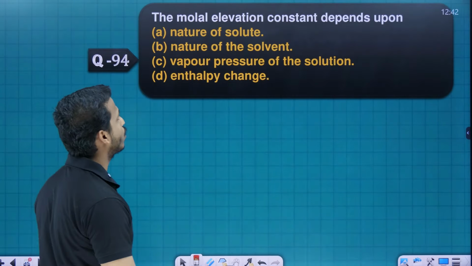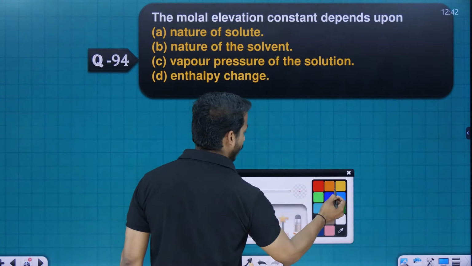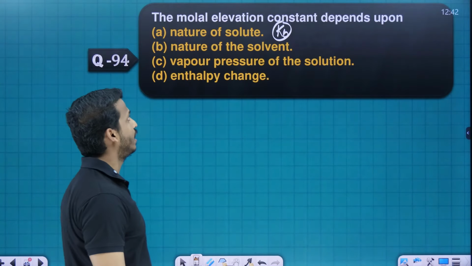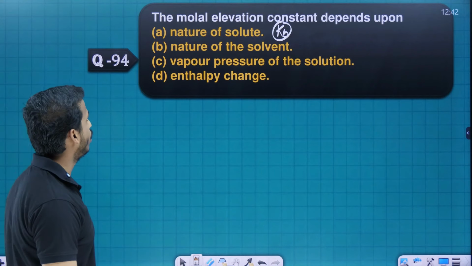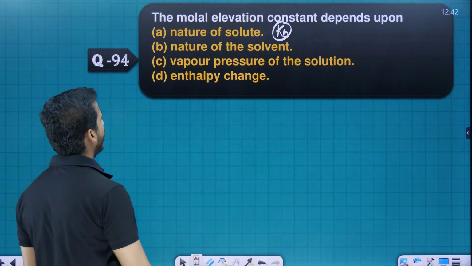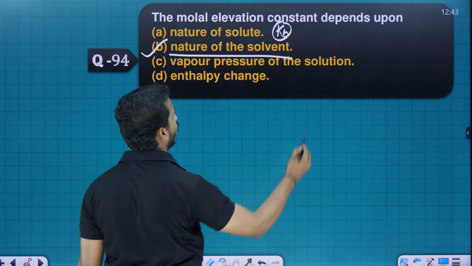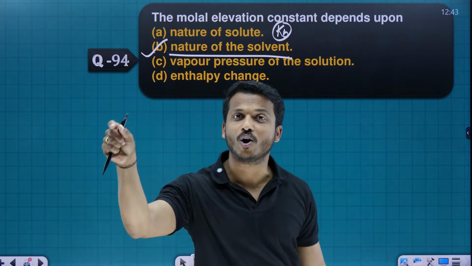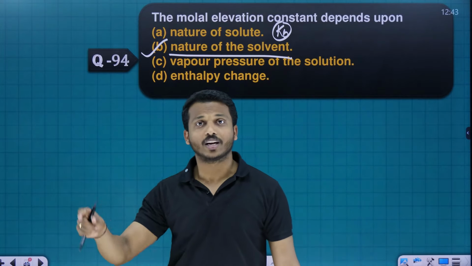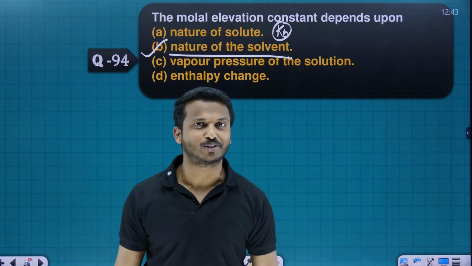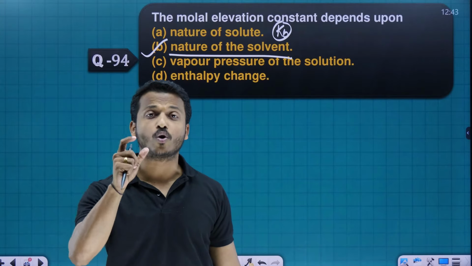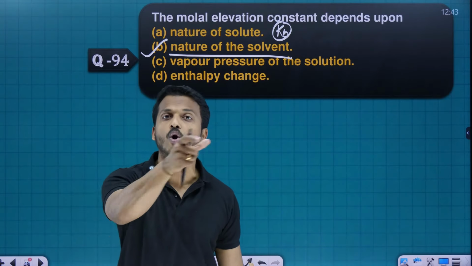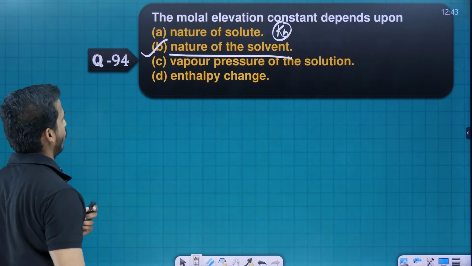The molal elevation constant, KB, depends upon the nature of the solvent. KB we are saying for a particular solvent. KB for water, KB for benzene, like that they are giving in the question paper. KB, the ebullioscopic constant, and KF, the cryoscopic constant, are for the solvent. This depends on the nature of the solvent.